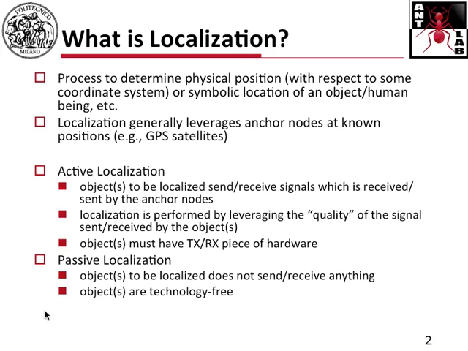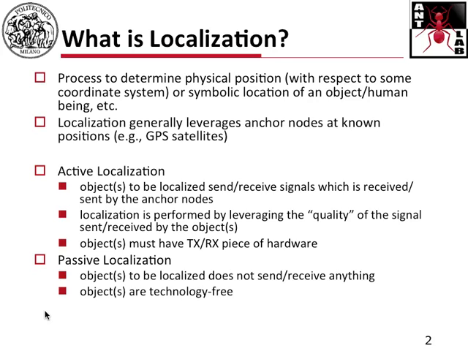In passive localization, you don't have a piece of hardware on yourself or on the object to be localized. What you usually have is only the anchor nodes. So basically, in passive localization, you cannot exploit any signal which is explicitly exchanged between the client to be localized and the anchor nodes. So you have to do something else.